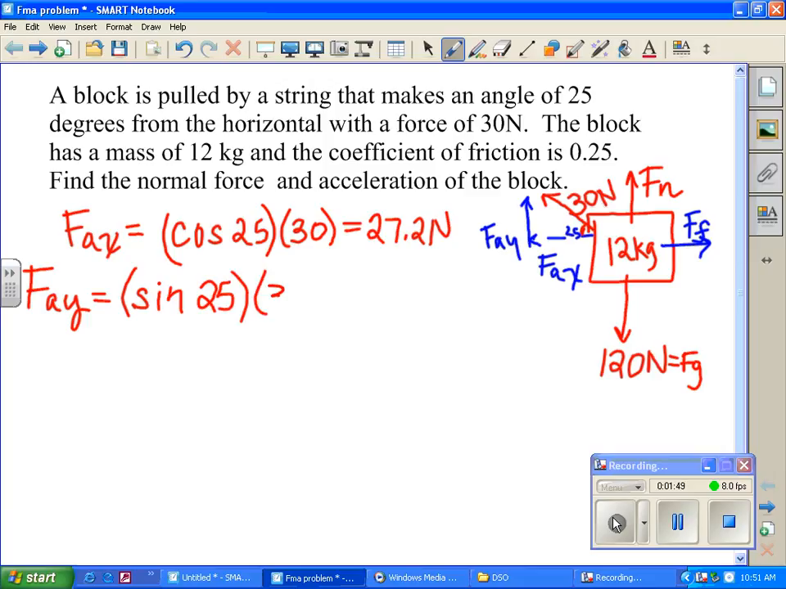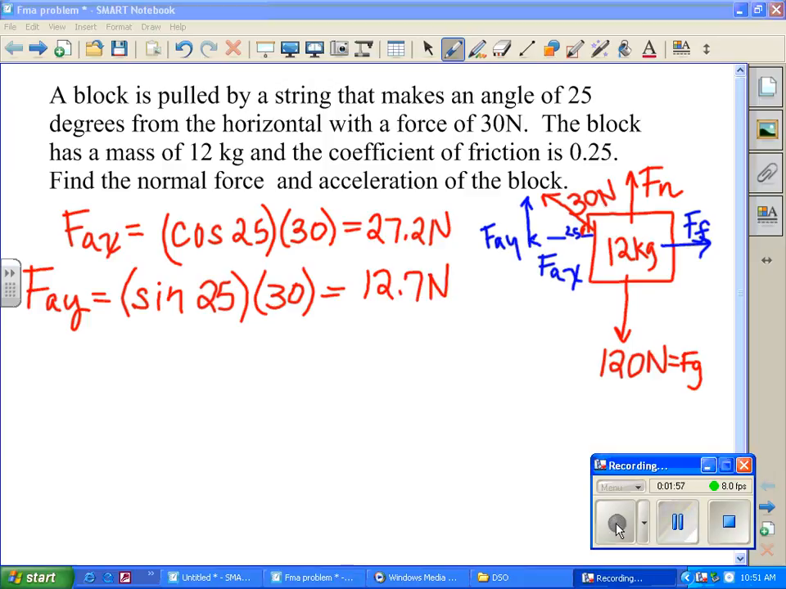Okay, so force applied in Y is equal to sine 25 times 30, which should get you a value equal to X. I'm going to write that as an equation.